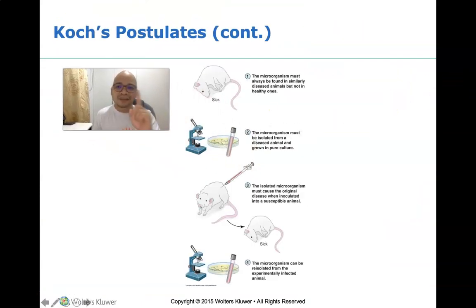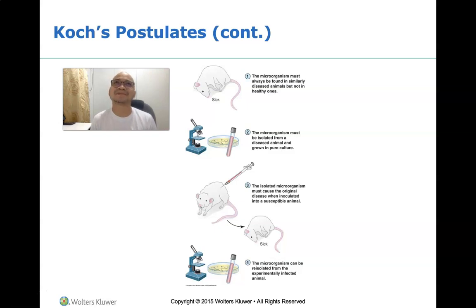Okay? So here's Koch's postulate number 1. The microorganisms must always be found in similar diseased animals, but not in healthy ones. Number 2. The microorganisms must be isolated from a diseased animal and grown into pure culture. Number 3. The isolated microorganisms must cause the original disease when inoculated into a susceptible animal. And number 4, the microorganisms can be re-isolated from the experimentally infected animal.